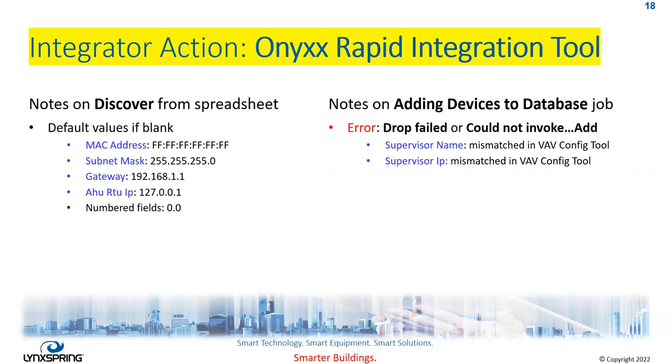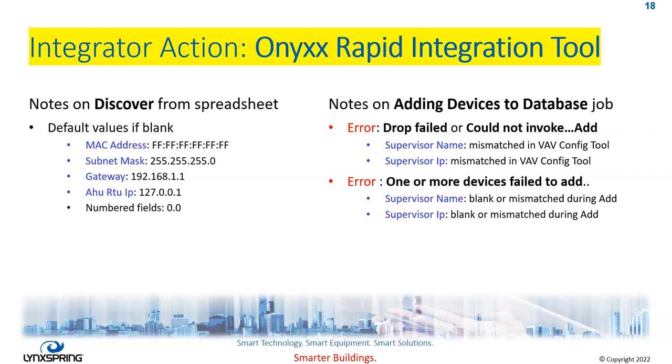Now, if you are seeing this error in the database add, more than likely the culprit is going to be that the supervisor name and the supervisor IP have been mismatched in the configuration tool. Something did not add, or something wasn't put into that spreadsheet. The other common error that happens is people forget to put the Lynx kit control module in a non-pro builder workbench, which will also give you a could not invoke add.